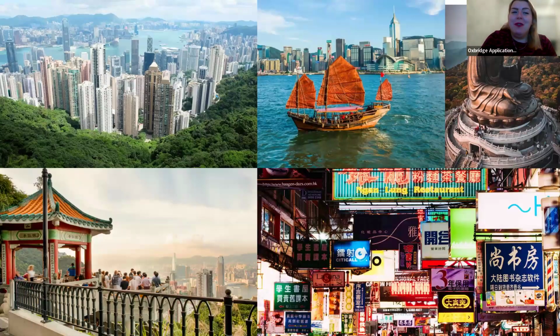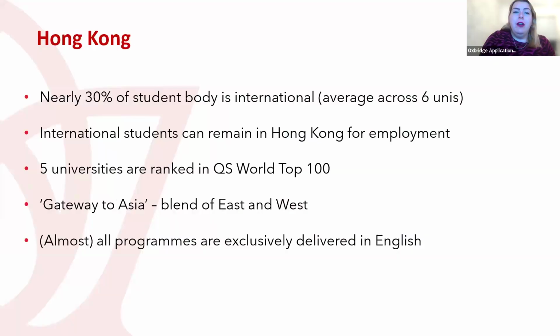Okay, let's move on to the 3rd country, which is looking at Hong Kong. So, really a fantastic place to also consider for students all around the world. You can see there that nearly 30% of students' body is international. That's across 6 of the universities.